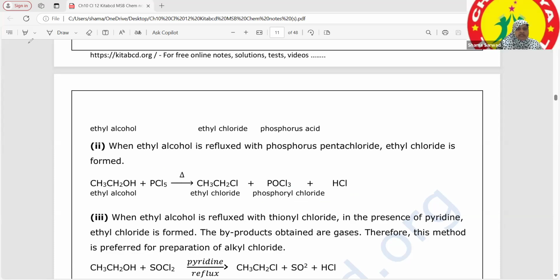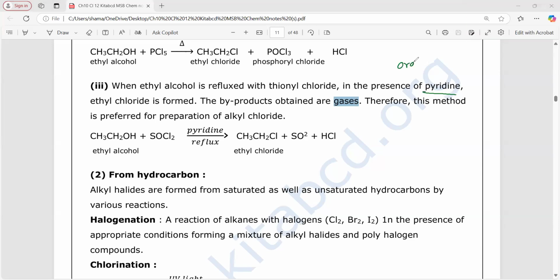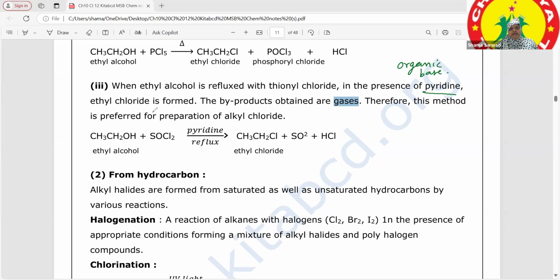Now, next one is what? It is an important one, thionyl chloride. When ethyl alcohol is refluxed with thionyl chloride in the presence of pyridine. Pyridine is what? It's an organic base. Keep it in your mind. What is pyridine? Organic base. Ethyl chloride is formed. The byproducts obtained are gases. Therefore, this method is preferred for the preparation of alkyl chloride. Because CH3CH2OH, ethyl alcohol, treated with SOCl2 in the presence of pyridine and reflux, you will get CH3CH2Cl.